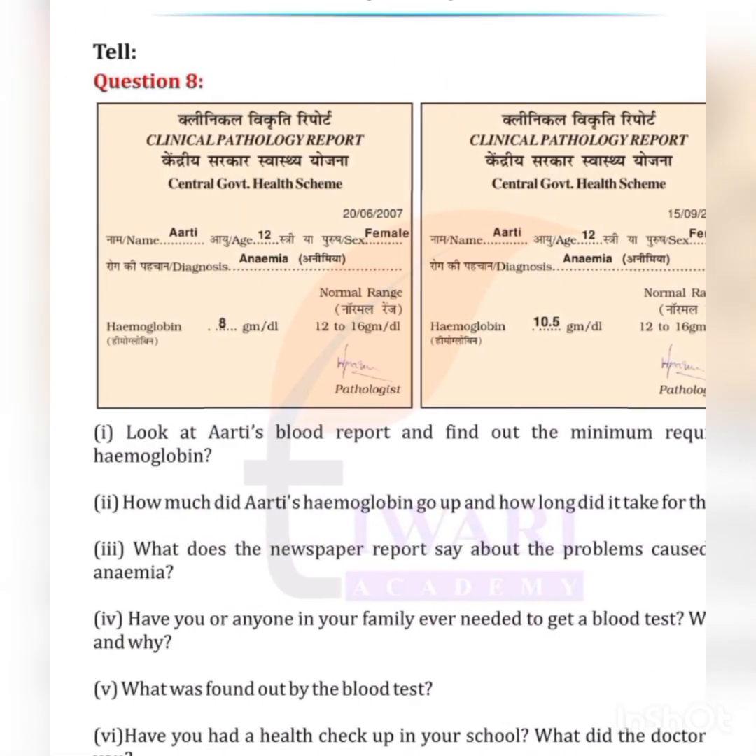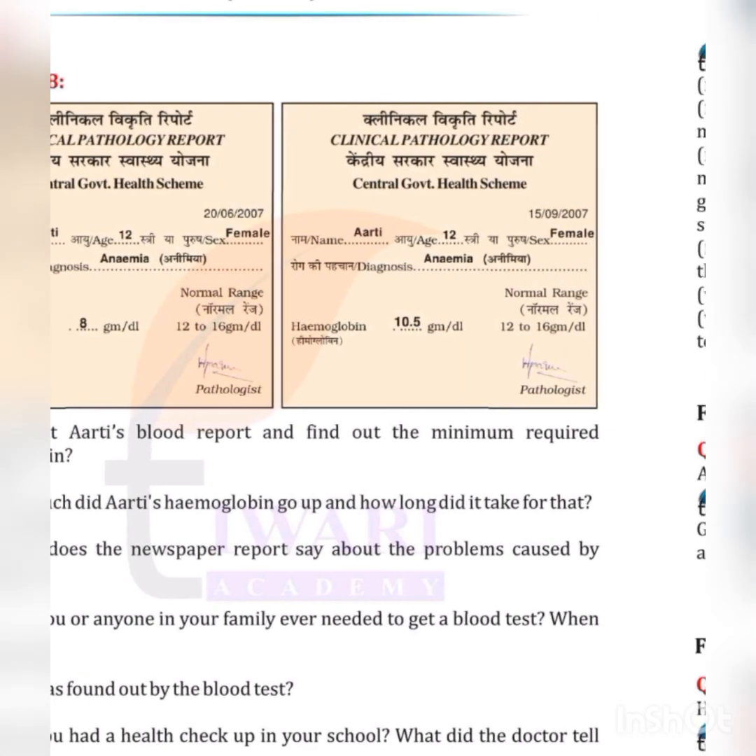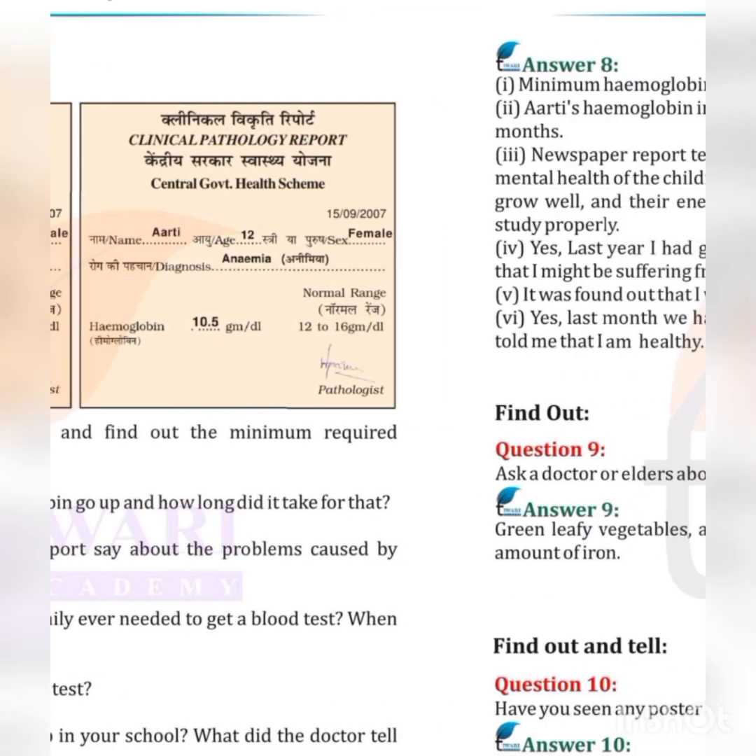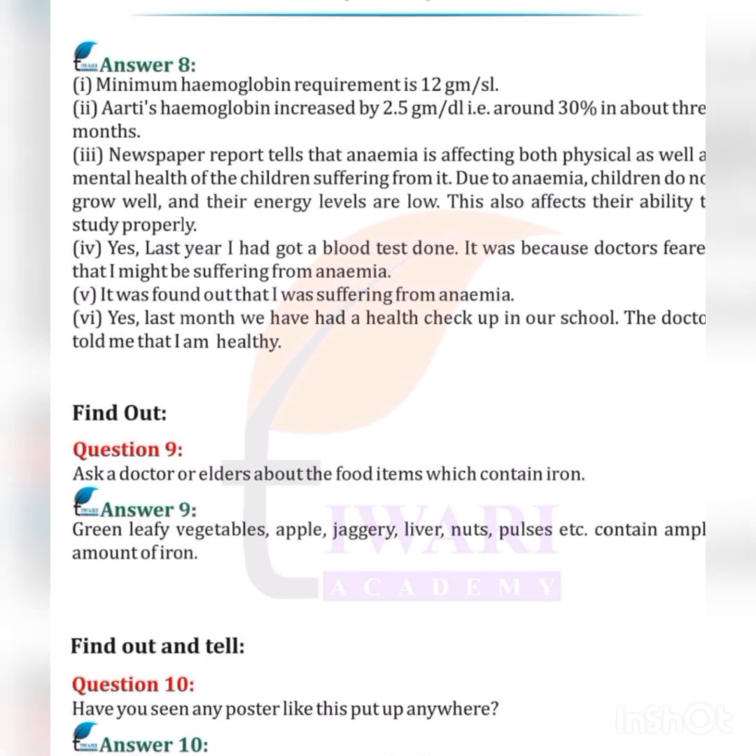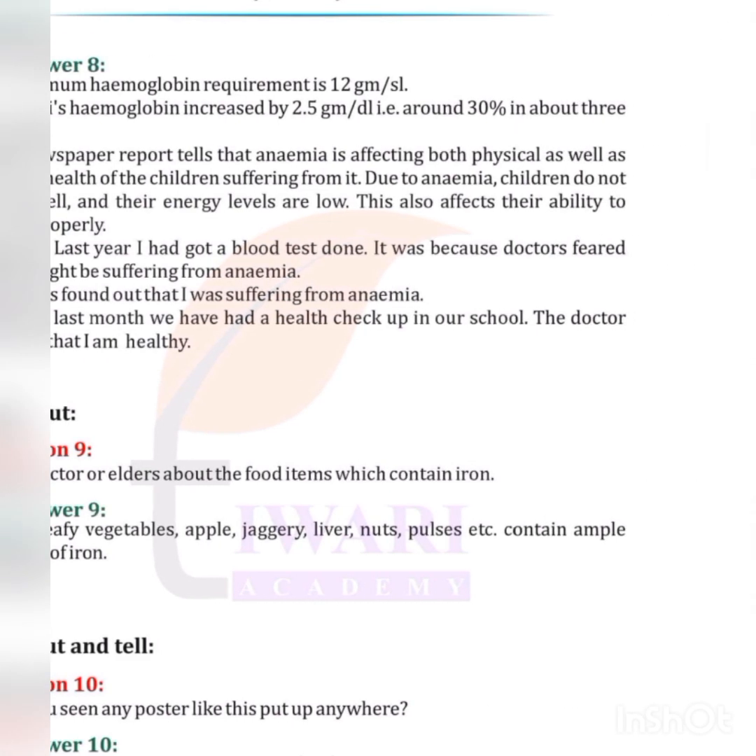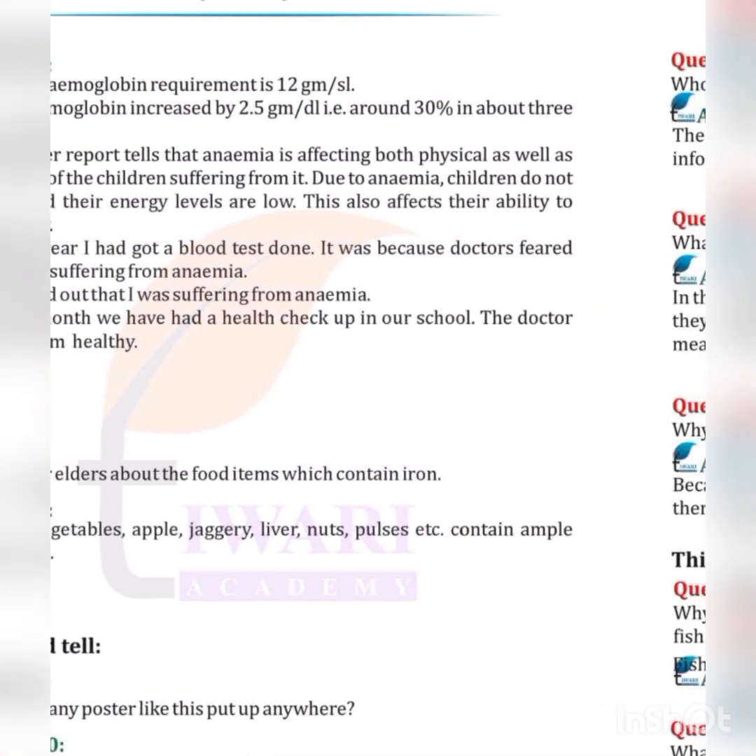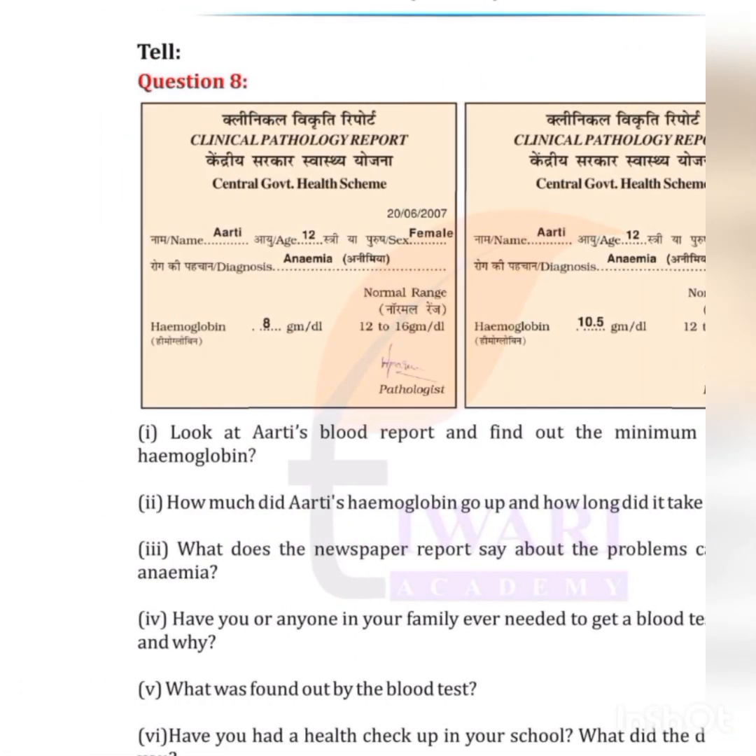Let's see the next question. How much did Arthi's hemoglobin go up and how long did it take for that? Arthi's hemoglobin increased by 2.5 gram in about 3 months.